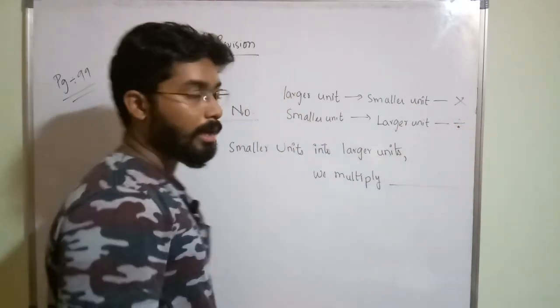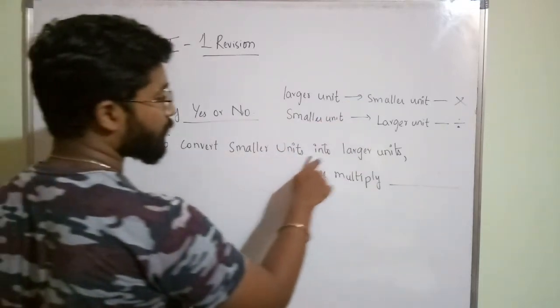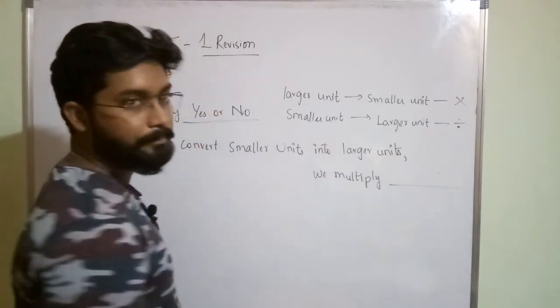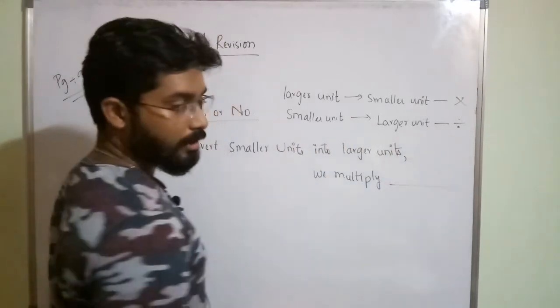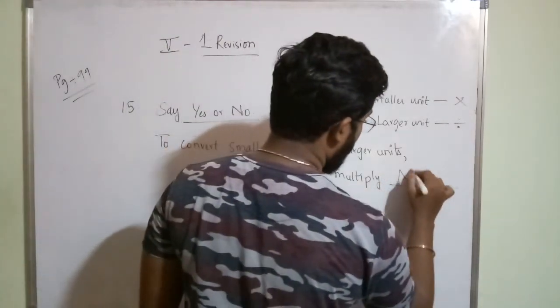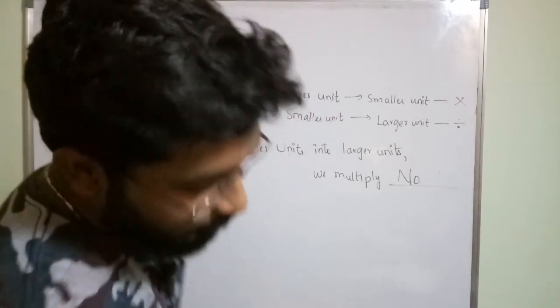Okay, I am writing in the symbolic form. So here what is that? To convert smaller units into larger units we multiply. Is that correct? Smaller to larger, what you have to do? You have to do the division. So this is no. No is the answer. Okay, so next one.